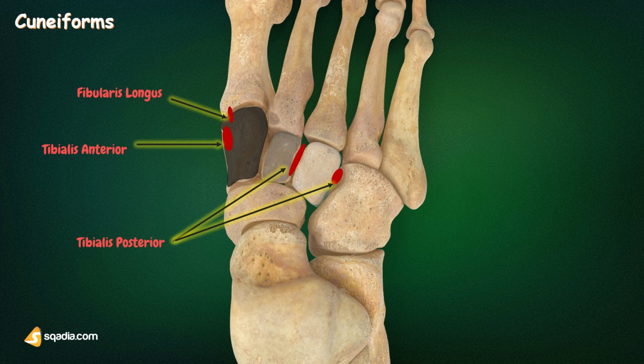On the medial cuneiform bone, 2 muscles are attached. These are the fibularis longus muscle and the tibialis anterior muscle, as shown here. A muscle called the tibialis posterior is attached to the intermediate and the lateral cuneiform bones. Flexor hallucis brevis attaches to the cuboid bone and the lateral cuneiform bone.